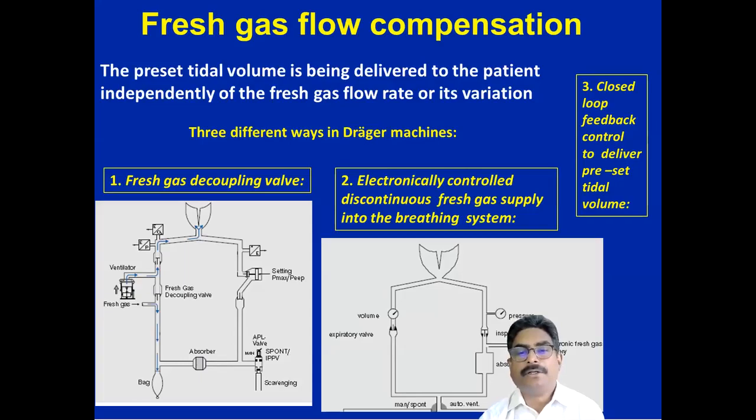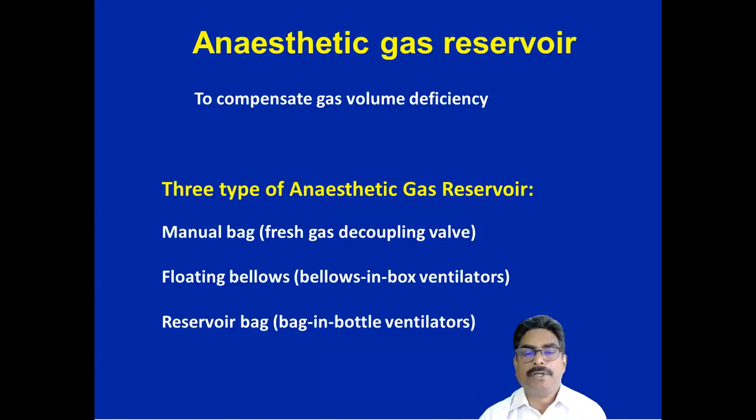In electronically controlled fresh gas compensation, there is a feedback loop system, that is a closed loop system, that constantly observes the volume of expired gases, and if the tidal volume falls below the set tidal volume, additional gases will be added to the tidal volume. Suppose you keep a 500 ml tidal volume and in the expiratory limb there is only 450 ml, and 50 ml is lost in the breathing system compliance, then the additional 50 ml will be added to the next tidal volume. So it is the flow compensation. So it is a must for low flow anesthesia.